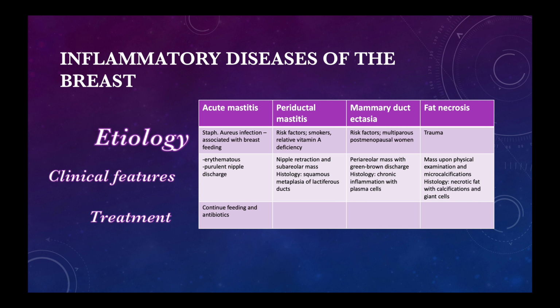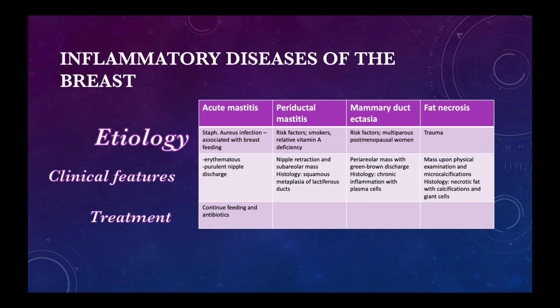Then we have periductal mastitis, which is basically inflammation of the subareolar duct. The risk factor for this is smoking; patients who smoke most commonly may have periductal mastitis, or relative vitamin A deficiency can actually lead to squamous metaplasia of the ductal epithelium. When this happens, it causes the ducts to become blocked. And wherever there's a block, most commonly inflammation arises. So this can lead to very inflamed breasts, which can present like acute mastitis.